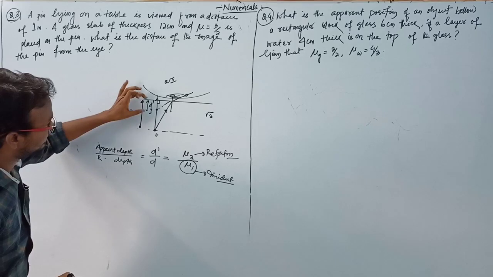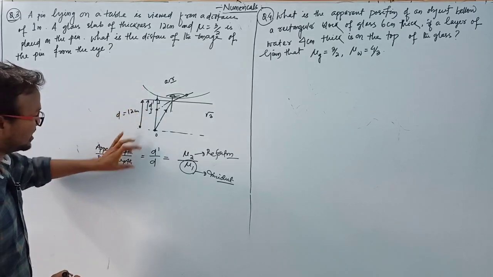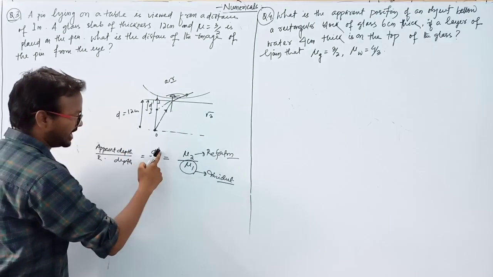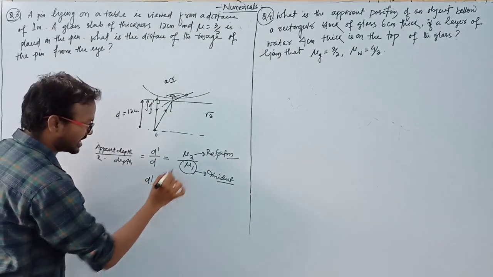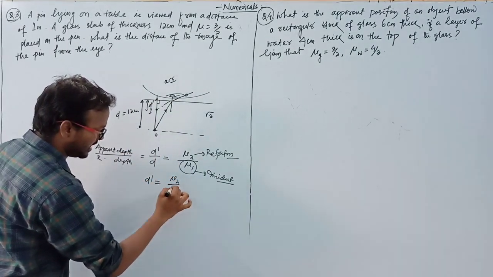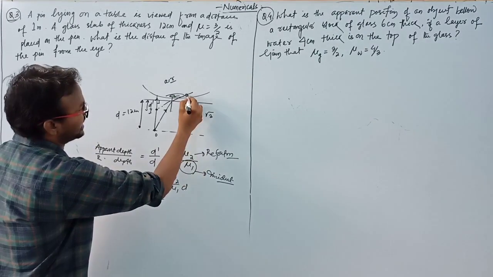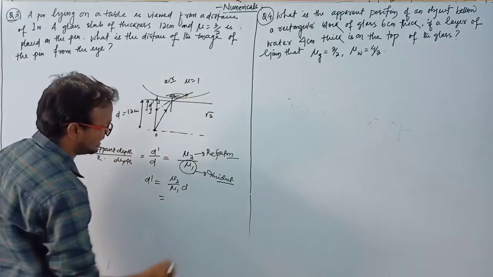This is real depth and this is apparent depth. So this is the relation between real depth and apparent depth. In this case, apparent depth can be written as d dash. So d dash equals mu2 by mu1 into d, where mu2 means the refracted ray, and this is the refracted ray, this is the air medium of refractive index 1.